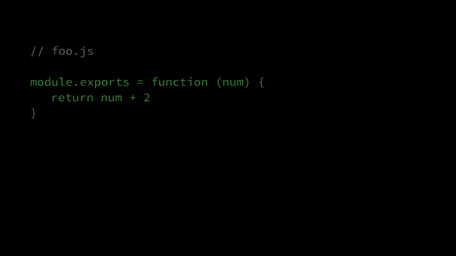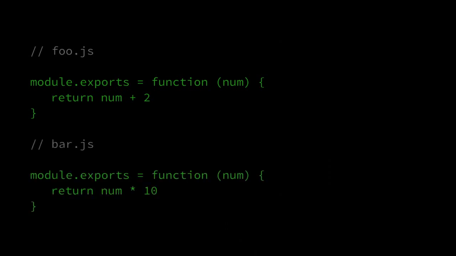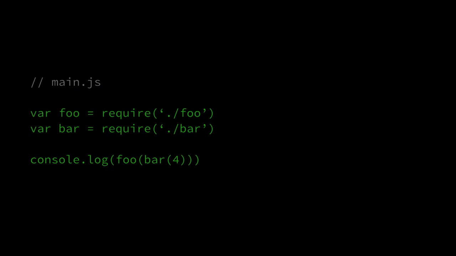Here's just some normal Node code. This is a module that I'm going to call foo, and I'm just going to export a single function that takes a number and adds 2 to it. Very simple. Let's also do another one called bar that takes in a number, multiplies it by 10 and returns that to you. Then in another file, which we're going to call main, we require the 2 modules, and log out the result of passing 4 into bar and then passing that into foo. So this is going to return 42.